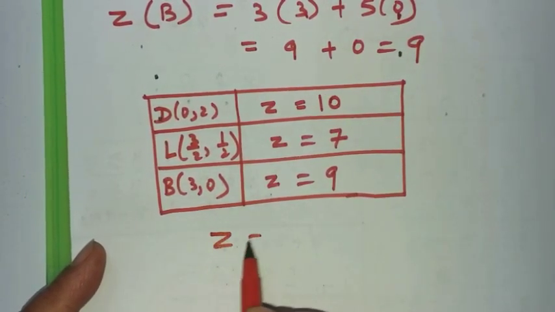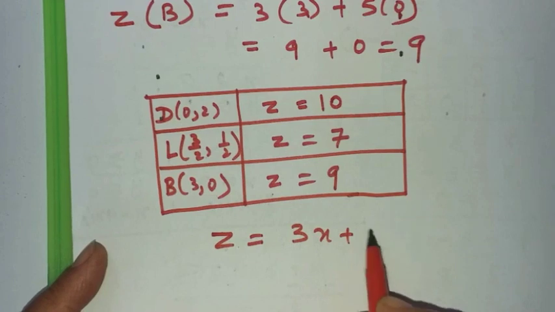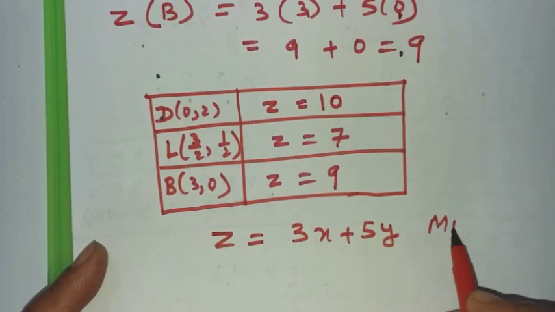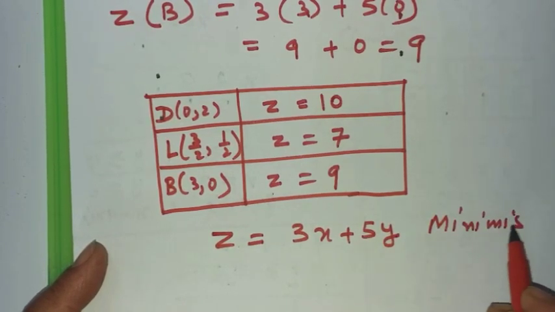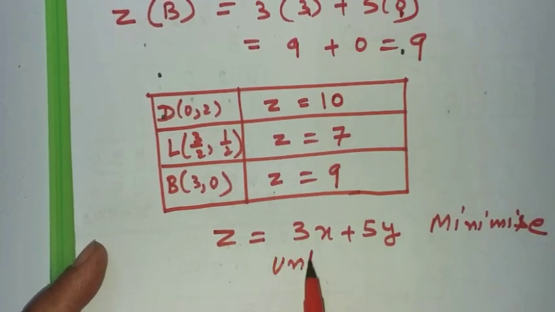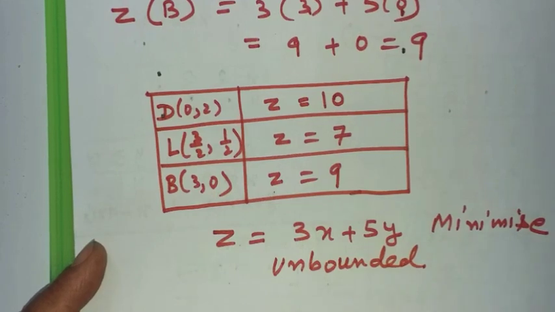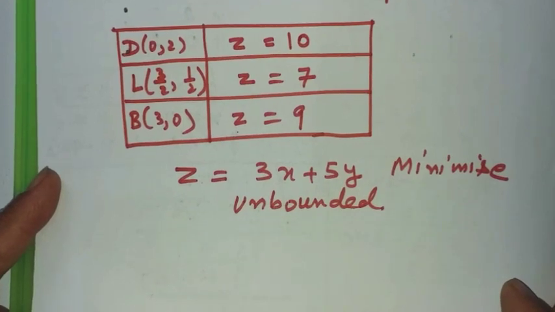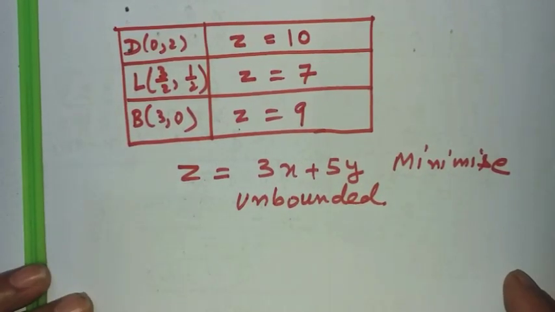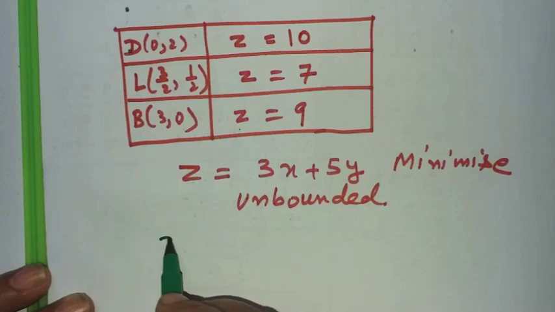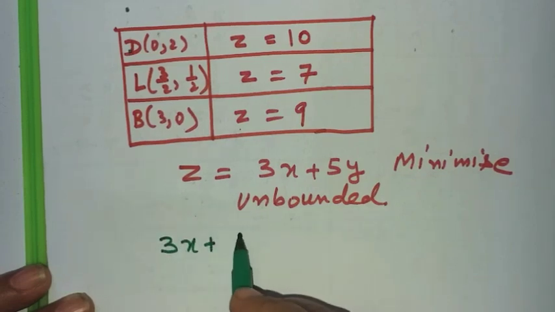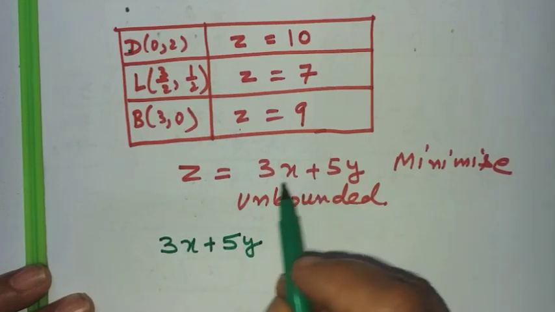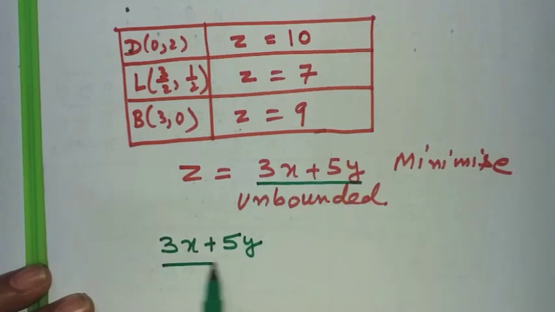So z was 3x plus 5y, and we had to minimize z, and the region is unbounded. So in this case we will form a new inequality. What will be that inequality? Please look very carefully. LHS of the inequality will be 3x plus 5y, the same function as you have got in the objective function.